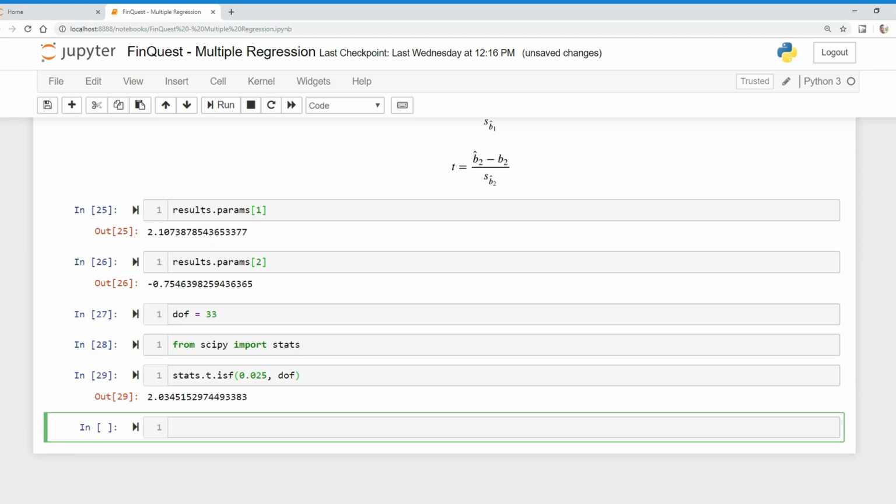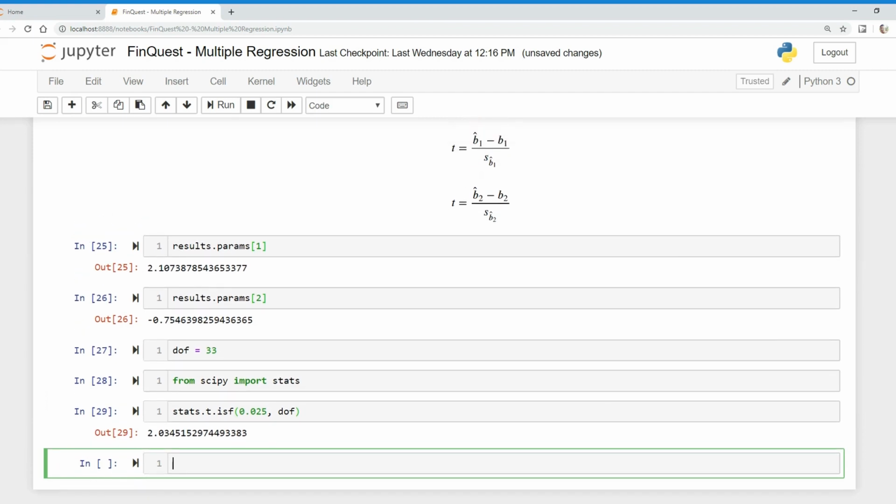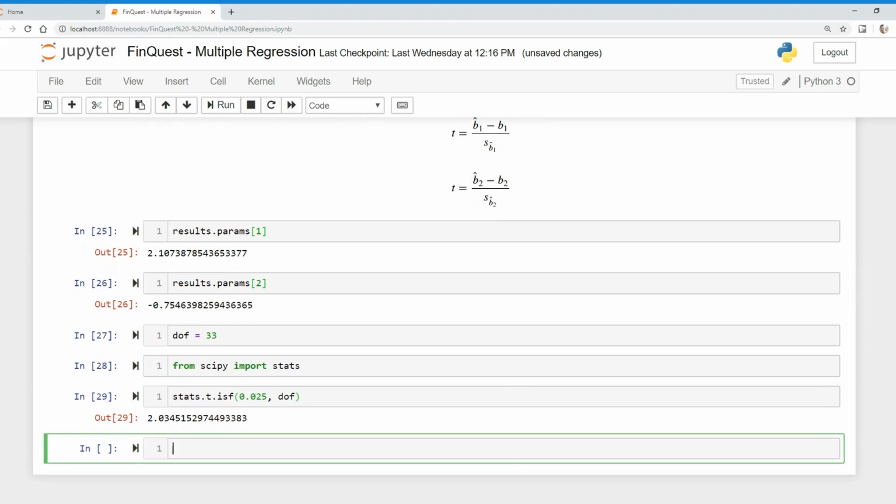So again, we want to find the absolute value of t. If it's larger than this t-critical value, we can reject the null, that is, the null that the coefficient is zero. Otherwise, we cannot reject the null if it is smaller. And so let's now determine this t statistic. So we can again take our results dot params and look at a one. And then we're going to subtract zero, because that's the hypothesized value that we believe it to be. And we're going to divide it by our standard error of the estimated coefficients, and you can just say BSE.